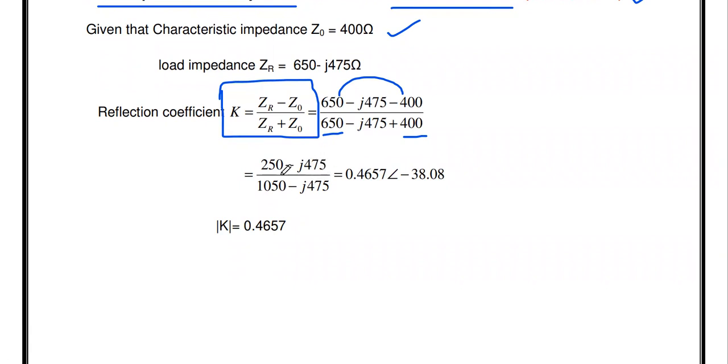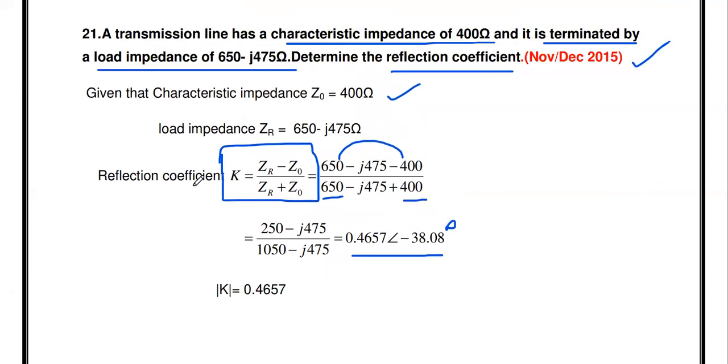Using the calculator, you do the division of these rectangular quantities and get the answer in rectangular form, then convert it into polar. You may get 0.4657 with angle minus 38.08 degrees. So the modulus of the reflection coefficient is 0.4657, which is the magnitude, and minus 38.08 degrees is the angle. This is the reflection coefficient.